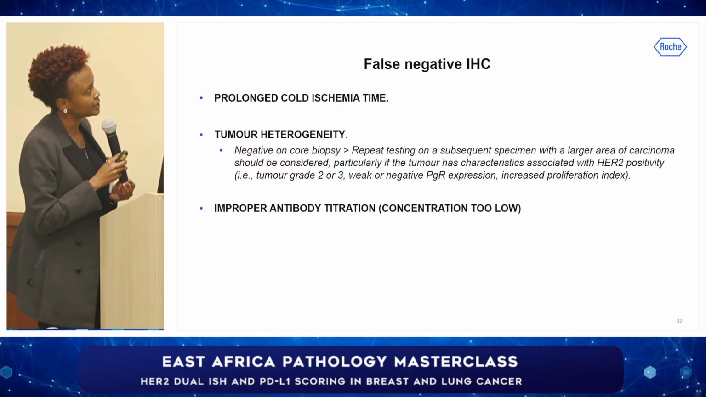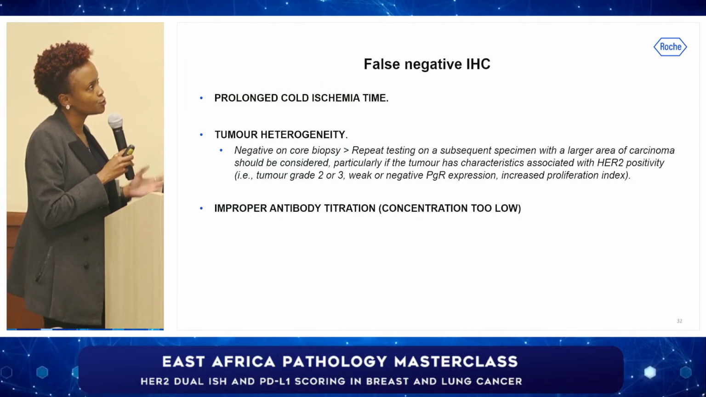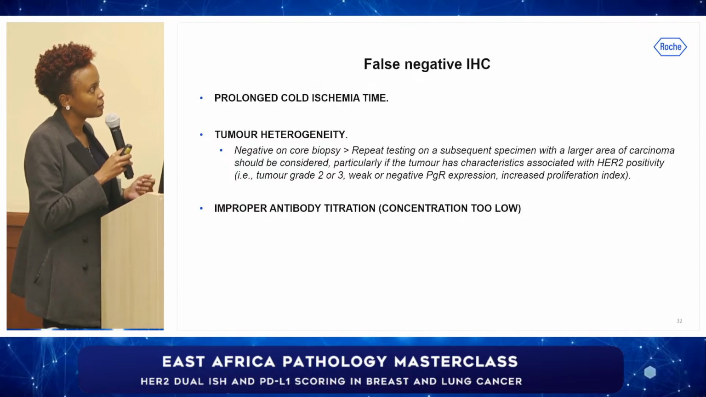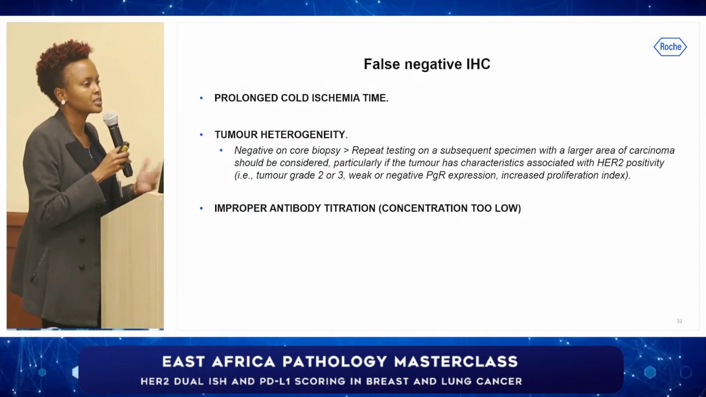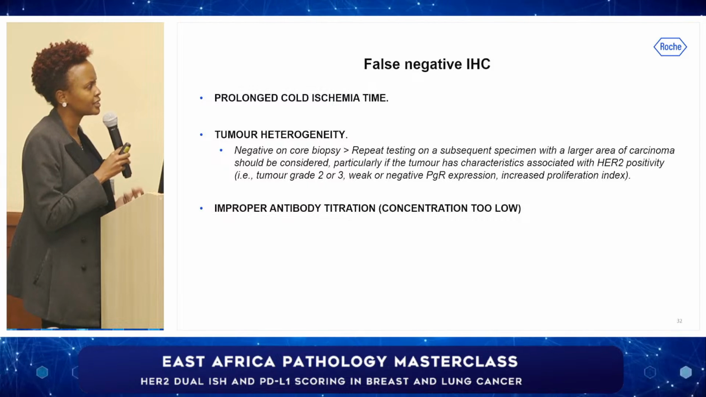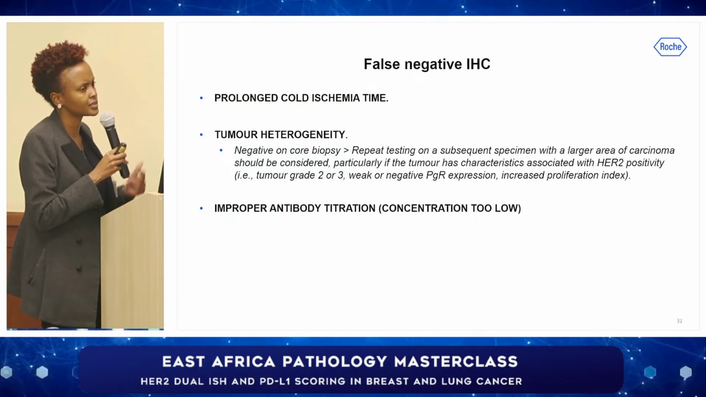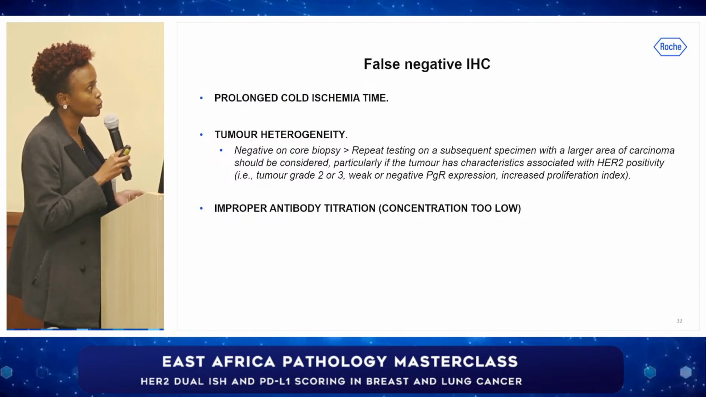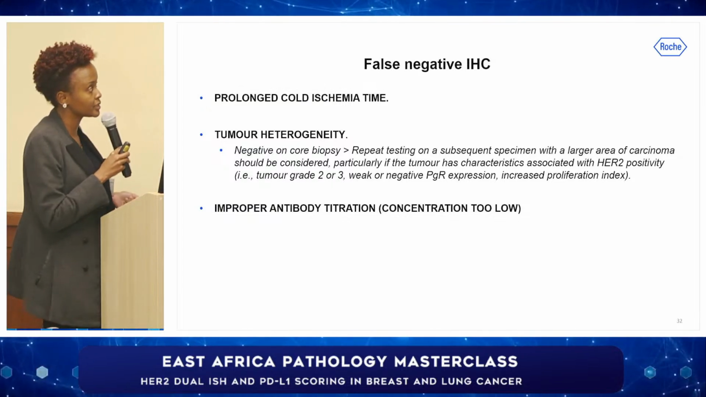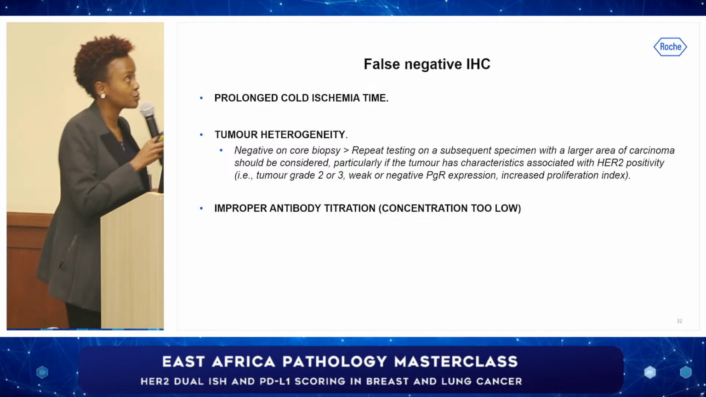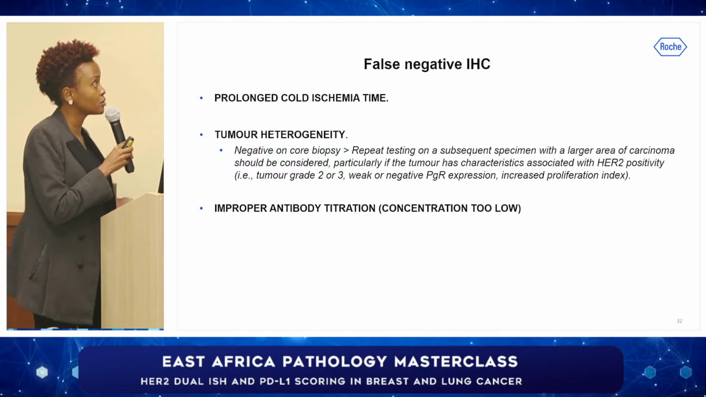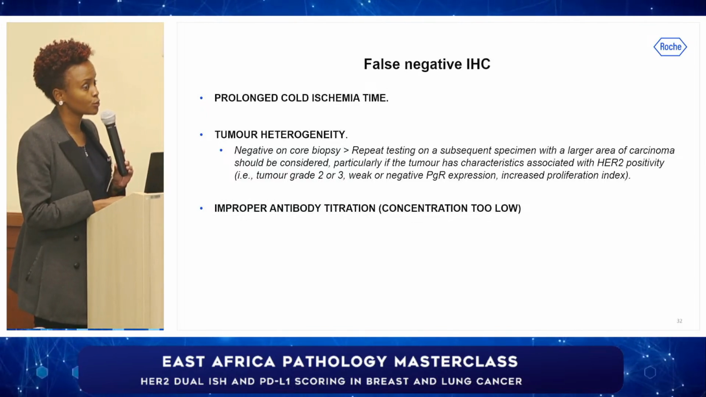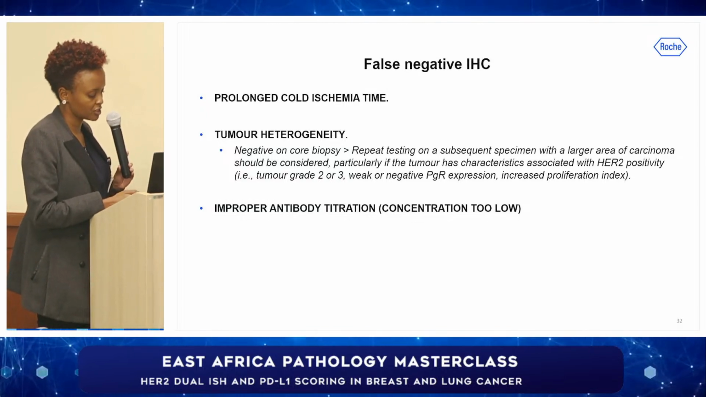So the CAP guidelines actually state that if you have a negative HER2 score on core biopsy, but the morphologic features are not quite in keeping, so you're looking at a very high-grade lesion with a high proliferative index that's ER/PR negative, then repeat testing on the subsequent specimen is recommended. Okay, and then the final reason you can have a false negative result is because your antibody concentration is too low. So in that case, then you would have to reconstitute.